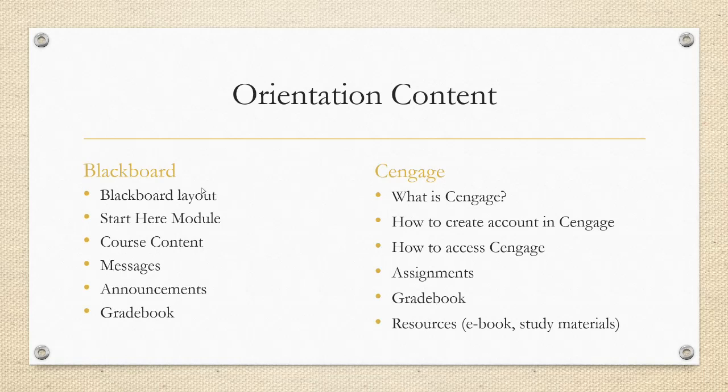The orientation is going to cover two areas. The first one is Blackboard. We're going to go over the layout of Blackboard, the Start Here module, the course content, messages, announcements, and the gradebook. In Cengage, we're going to go over what Cengage is, how to create an account in Cengage, how to access Cengage, the assignments, the gradebook, and a variety of resources available in Cengage.